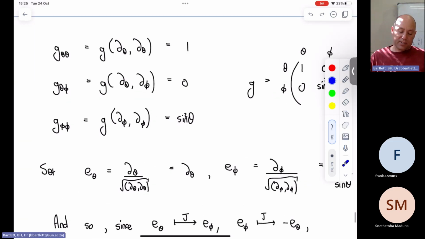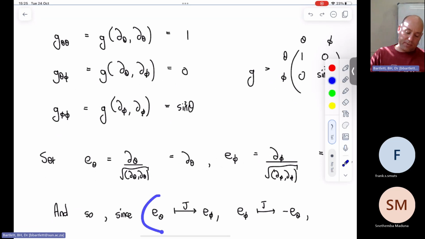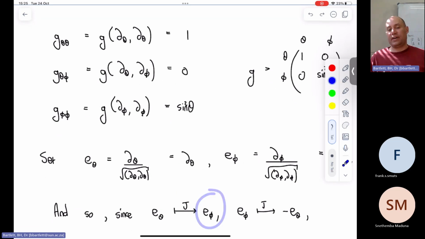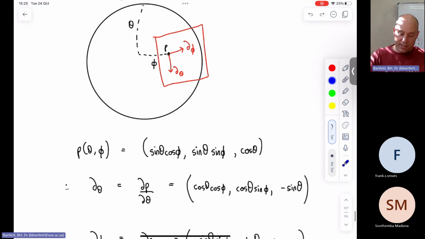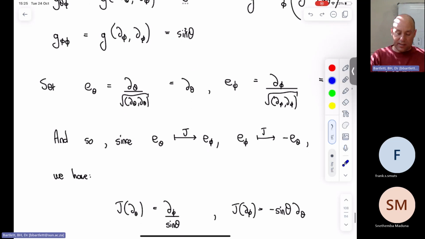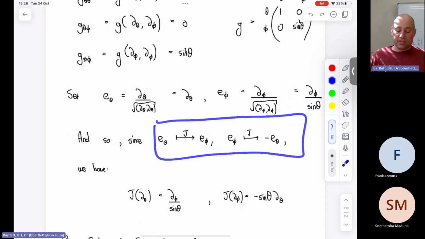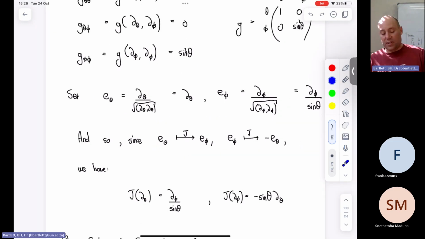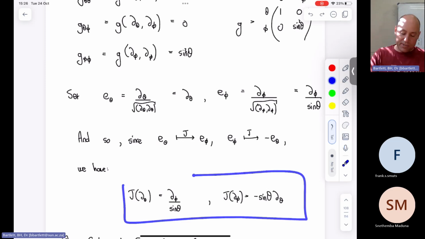Okay, so now how does the complex structure work? It's going to map the orthonormal basis vector E theta to the orthonormal basis vector E phi, right? Because it's going to take this guy to that guy once they've been normalized. And then this guy, when I rotate by 90 degrees, is going to get mapped to minus E theta. So if I want to write that in terms of my coordinate vectors, this is how the complex structure looks like in terms of the coordinate vectors.